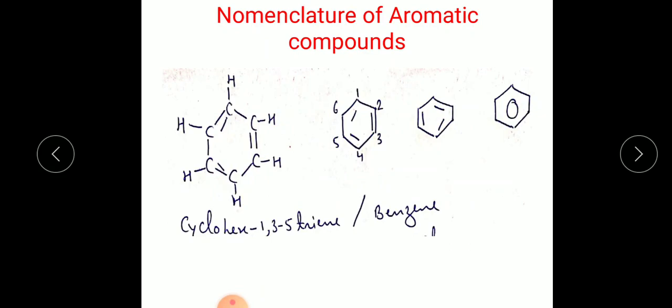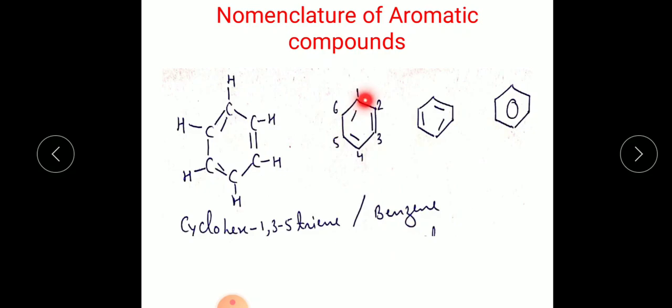Say for example, the most important aromatic compound is this one, where you have got a six-membered ring and alternate carbon-carbon double bonds. The name for this we can call cyclohexa, and if you give the numbering 1, 2, 3, 4, 5, 6, then it will be 1,3,5-triene. Why triene? Because there are 3 double bonds. Or simply we call it benzene.